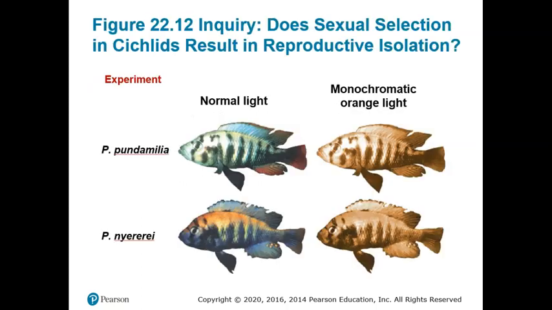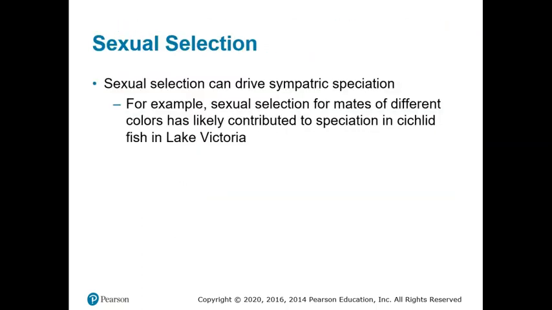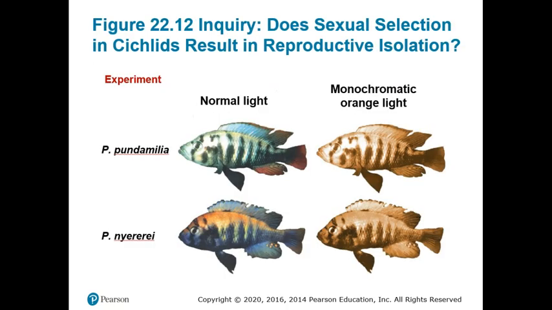And then finally, sexual selection. Different colors likely contributed to speciation in cichlid fish in Lake Victoria. So you can see right here, normal light. How do they look at that? How do they see each other?